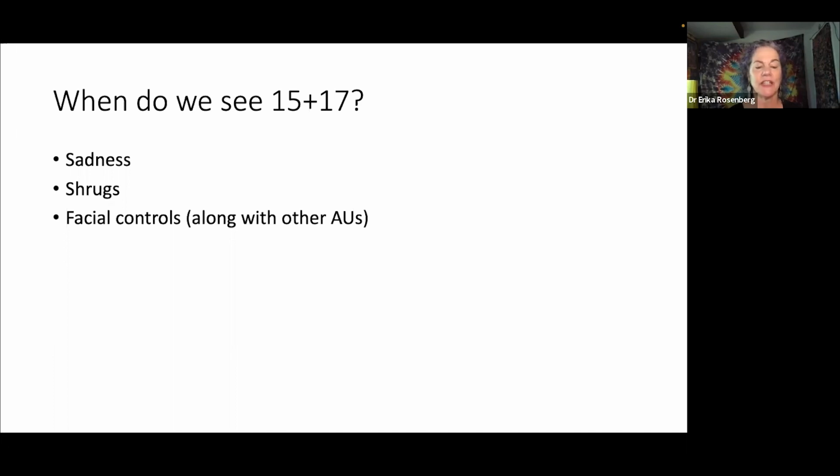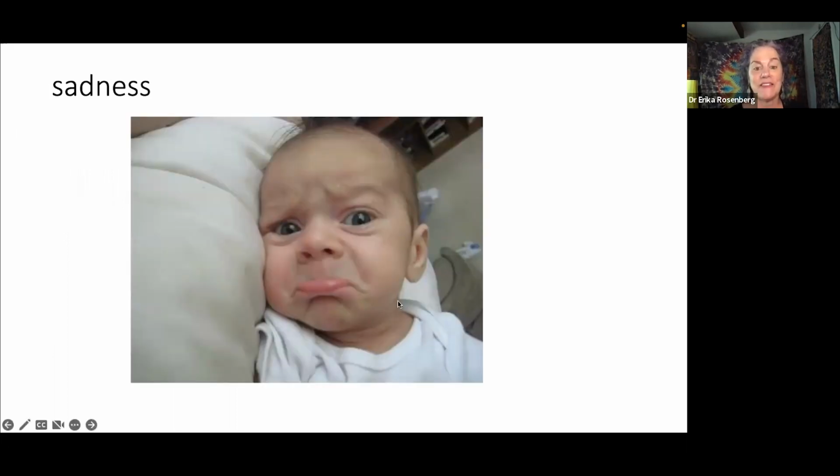We also see it in a nonverbal display that's not an emotional display called a facial shrug. I'll show you what that looks like. And both of these AUs are sometimes used to control the intensity of other lower face actions, in particular smiles, to try to diminish the importance of smiles, which is something that we sometimes see in the concealment or management of emotion.